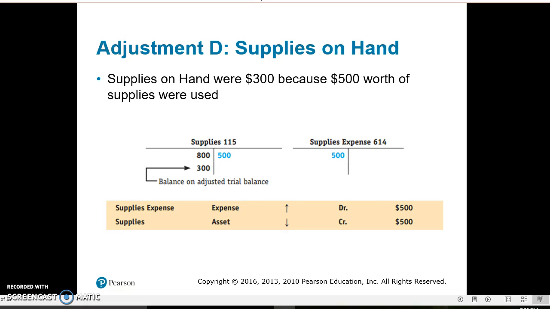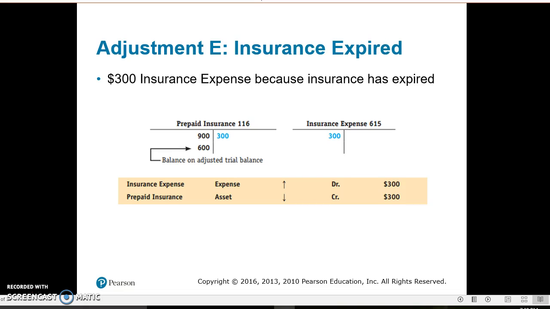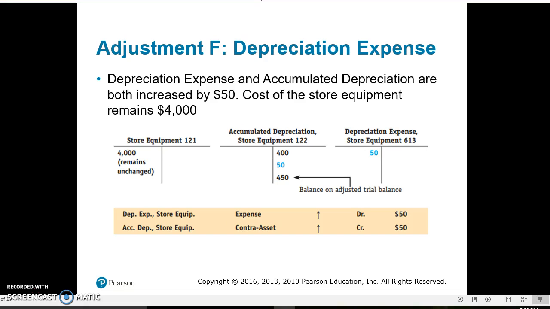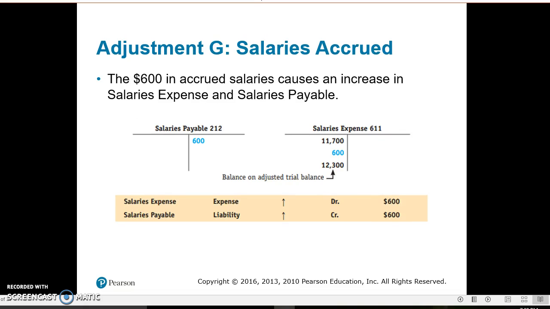You also have our supplies on hand that we've done before, and our insurance expired that we've done before, and our depreciation expense. Depreciation expense is one that is different because you don't have to figure out that balance. Whatever they give you, that's what it is. So you'll notice that you're adding $50 on in this example. And we have salaries accrued. Salaries accrued causes an increase in your salaries expense and salaries payable. It's something that you haven't actually paid yet, but you will be paying. So that's that one.